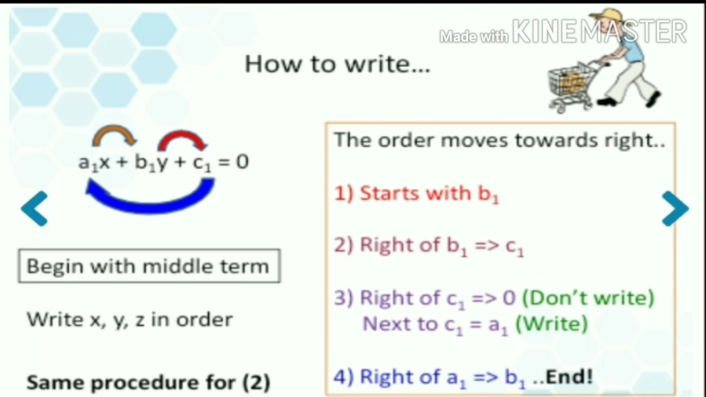That is v1, and write x, y, z in order. Okay, same procedure for the second equation. What are the orders? What are the moves towards the right? The first point is that we start with b1. I already told you, we will start with b1.